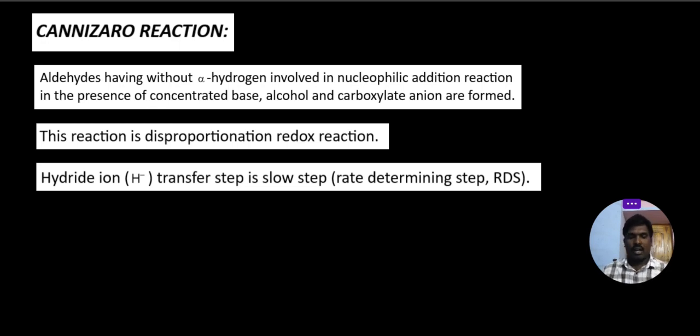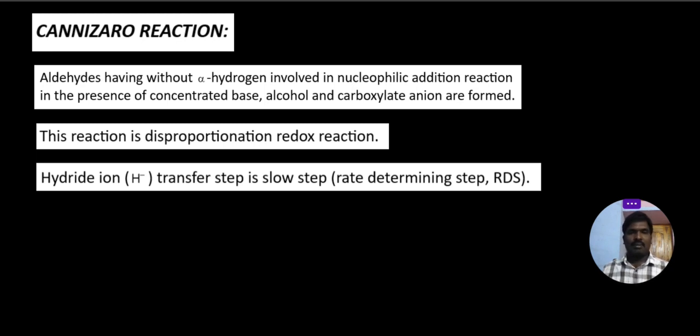Aldehydes without alpha hydrogen are involved in a nucleophilic addition reaction in the presence of concentrated base and form alcohol and carboxylate anion. So alcohol and carboxylate anions are formed. This reaction is known as the disproportionation redox reaction. Why is it called a disproportionation redox reaction? Among the two aldehydes without alpha hydrogen, one aldehyde is oxidized and the other aldehyde is reduced. That's why it is a disproportionation redox reaction.